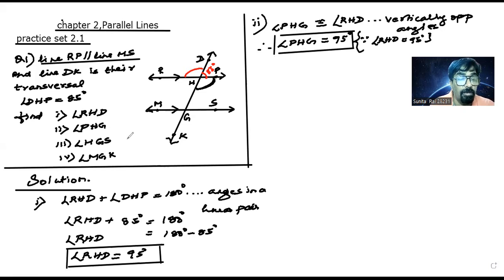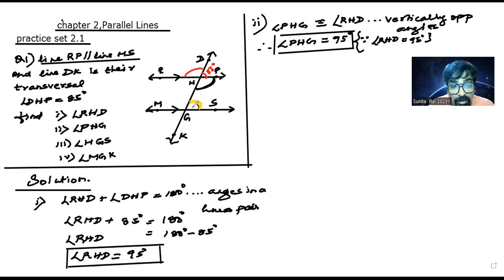When you look at it, children, I want angle HGS. You can see it, children. Angle HGS is here. Please look at the angle HGS. Which angle is it? This angle, we can mark it with yellow color. Okay, you can see this angle HGS.